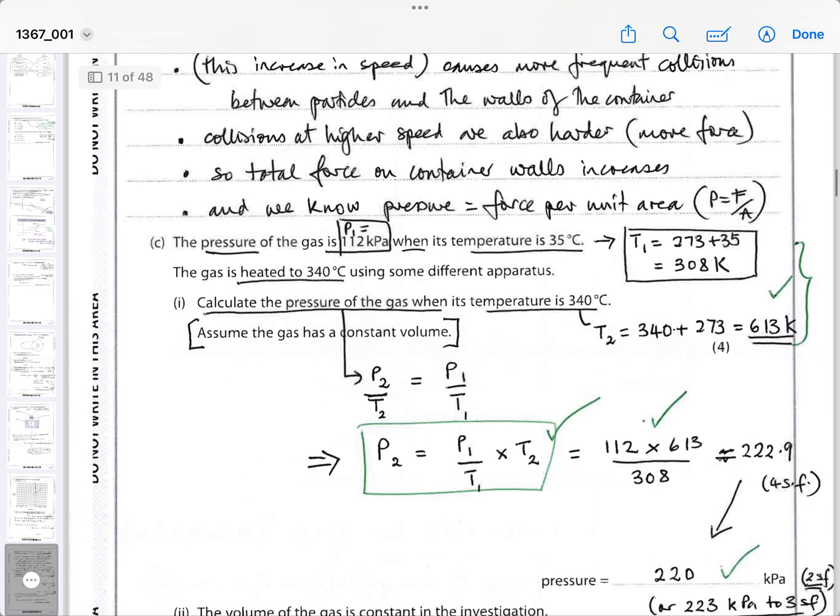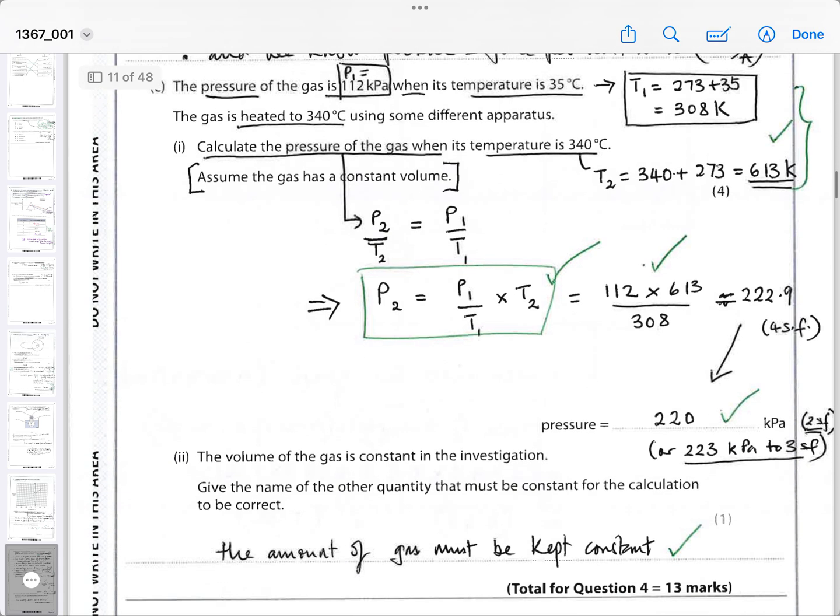Okay. The next question is mathematical, and they want you to use the pressure law. The pressure of the gas at the beginning is 112 kilopascals, so that's P1, when its temperature is 35 degrees centigrade. Now you've got to change for the pressure law. You can't use Celsius. You have to change it into Kelvin. So 35 Celsius is 308 Kelvin, as shown in the box to the right. The gas is then heated to 340 degrees centigrade, so that's temperature 2. Temperature 2 then is 340 plus 273, which is 613 Kelvin, and they want you to calculate the pressure of the gas when it's been heated to 340 degrees centigrade.